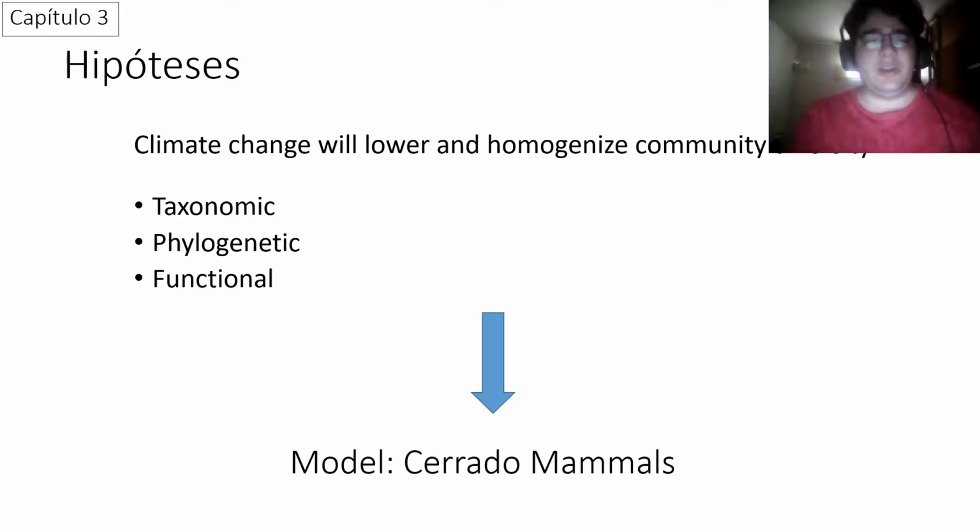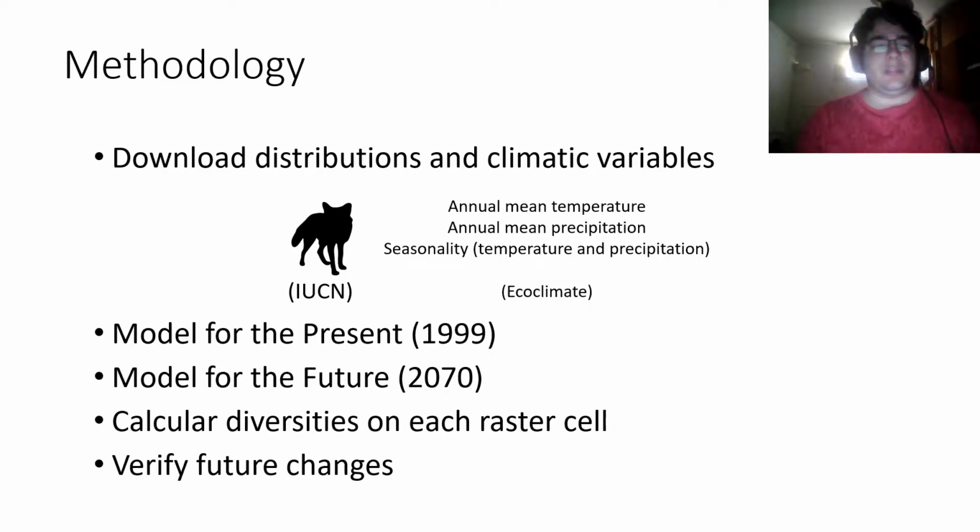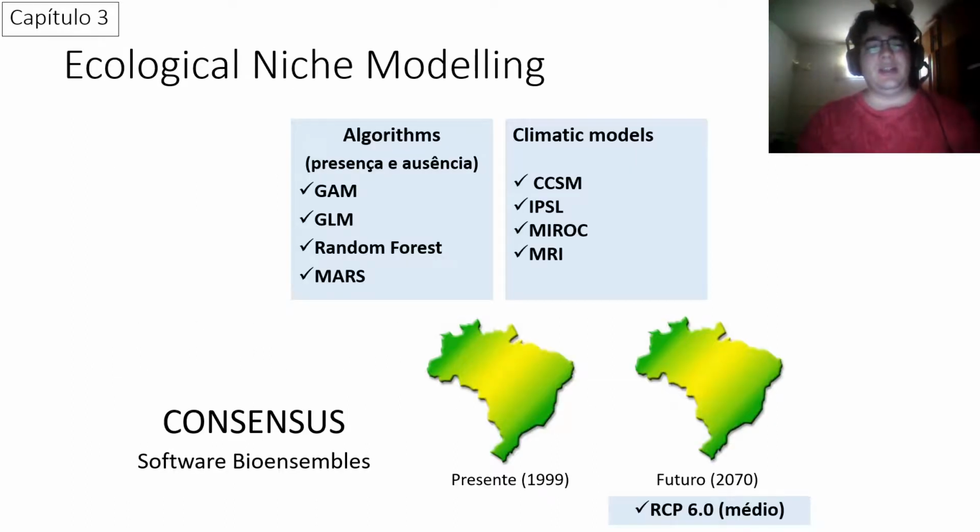And so our idea was that climate change would lower and homogenize community diversity taxonomically, phylogenetically, and functionally. And our model was the Cerrado mammals. So first we downloaded distributions of mammals from IUCN, and the climatic variables from EcoClimate. These variables: annual mean temperature, annual mean precipitation, and seasonality for both. And we calculated the model for the present and a model for the future. Then we calculated the diversities on each raster cell and verified future changes. That was the methodology.